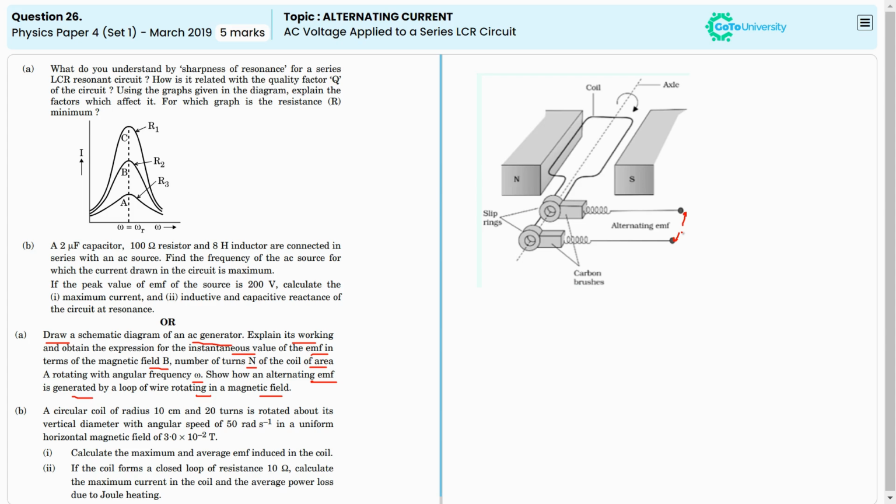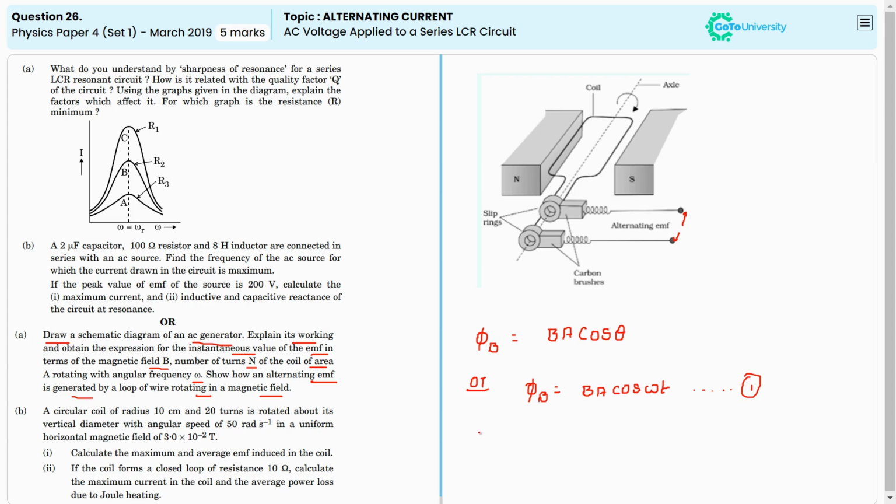Okay, now coming to the second part, we need to find the expression for the instantaneous value of the EMF in terms of the magnetic field B. We know that φB is equal to BA cos θ, and φB is equal to BA cos of ωt, because θ is equal to ω times t. Considering this as equation number 1.